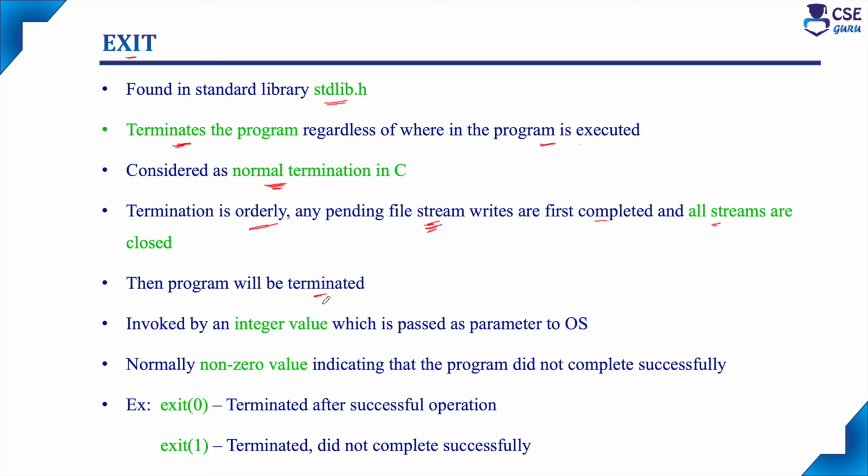The exit function is invoked with an integer value. This integer value is passed to the operating system. Normally, a non-zero value indicates that the program did not complete successfully. If the exit function passes a zero value, the termination is a successful termination. So this is the exit function in C. It is a normal termination in C programming, and it is an orderly termination.